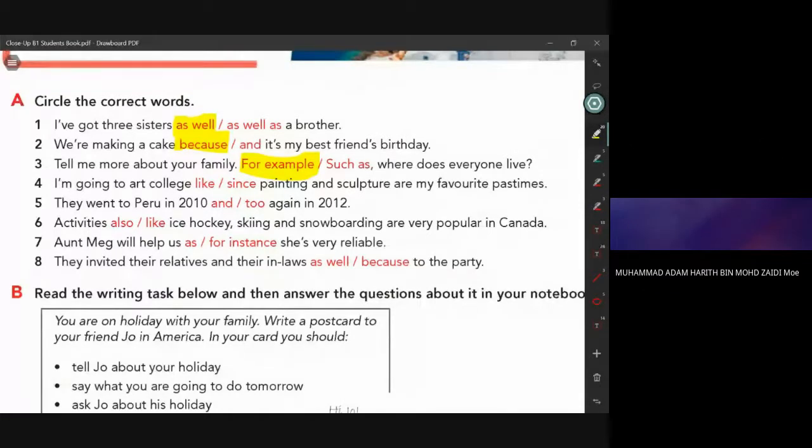Number four, I'm going to art college since painting and sculpture are my favorite pastime. Number five, they went to Peru in 2010 and again in 2012. Number six, activities like ice hockey, skiing, and snowboarding are very popular in Canada. Seven, Anne will help us. For instance, she is very reliable. Number eight, they invite their relatives and their in-laws as well to the party.